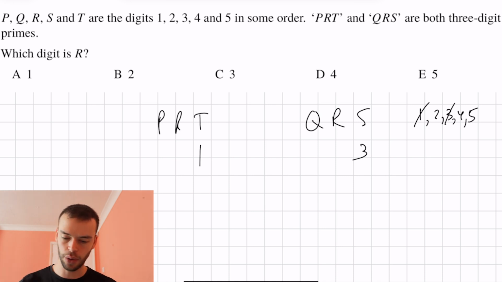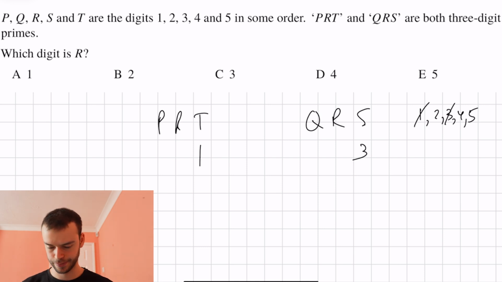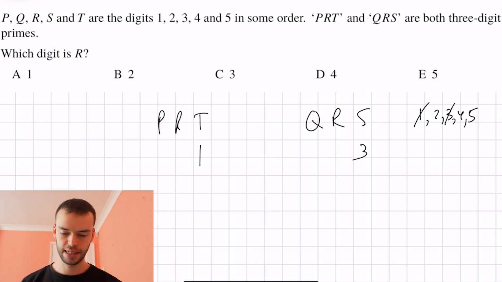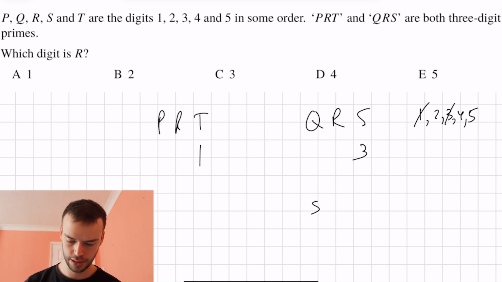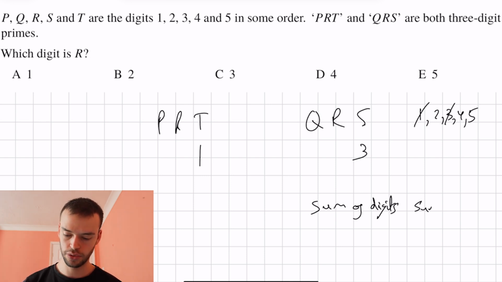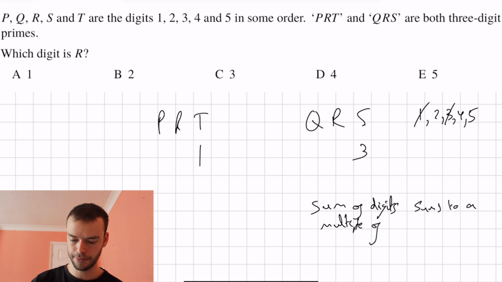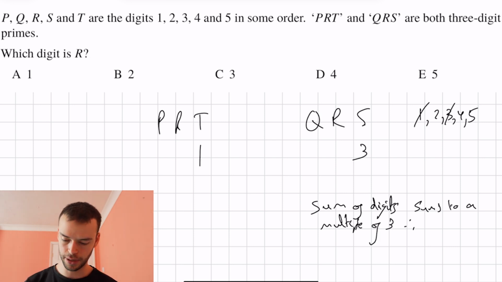Cool, so we've already gotten rid of 1 and 3. Now we just need to think about how we can put in 2, 4, and 5 for our P, R, and Q. Okay, let's have a think about Q, R, S. What do our two digits here need to be? Well, I know one of the rules: if the sum of the digits in any number sums to a multiple of 3, then that number is divisible by 3.